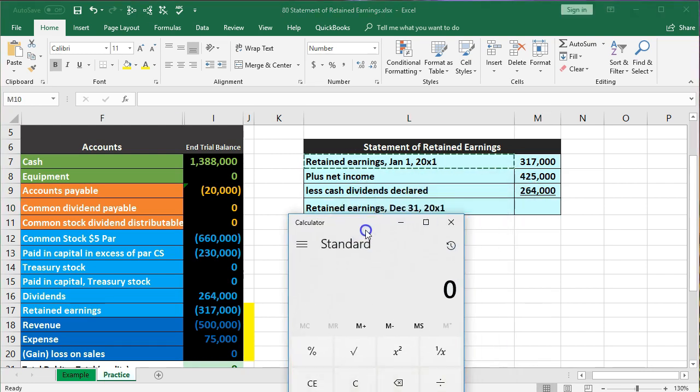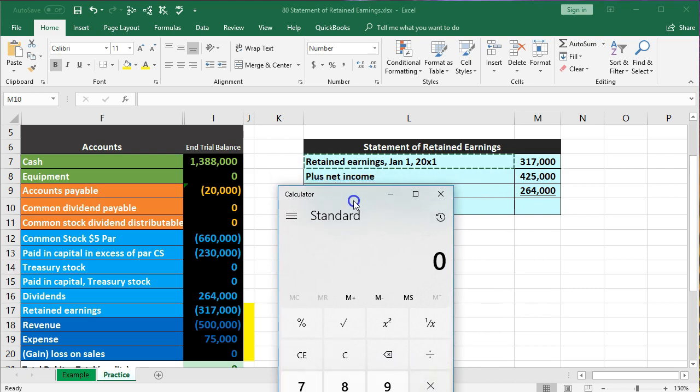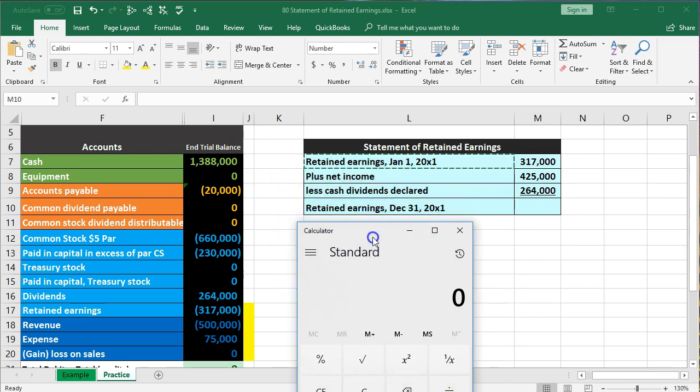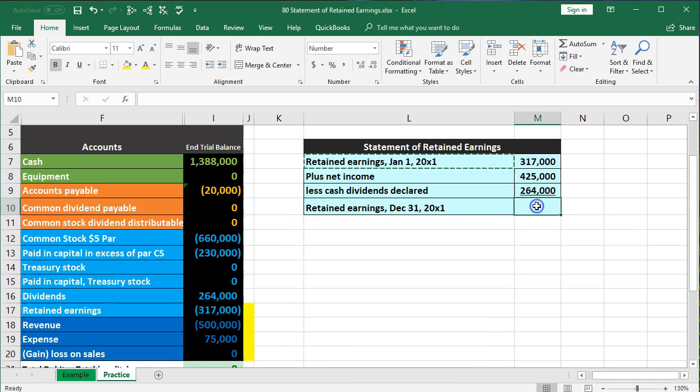We can't sum it up, remember, because it's telling us what we do. It's what we started with plus the net income, but minus the dividends. So we're going to say it's the 317 plus the 425 minus the 264. That gives us the 478. We're going to do the same thing here. I'll do that with a formula. Equals this number, the 317, plus the 425 minus the 264 and enter. So that's going to be the 478,000 that we'll have there. And so now we found a home for that.